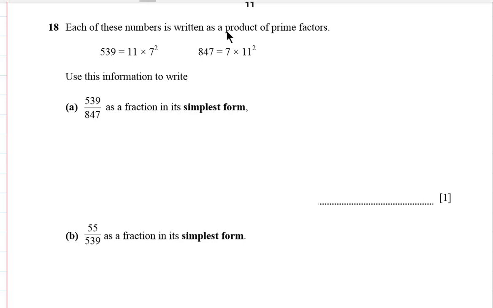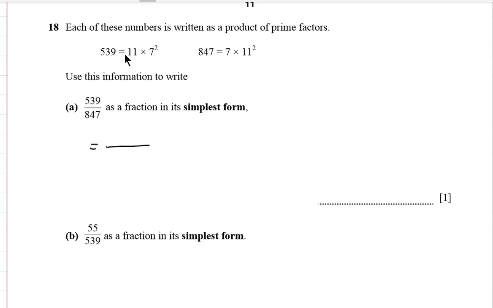Question 18. Each of these numbers is written as a product of prime factors. Okay, nice. Use this information to write 539 over 847 as a fraction in its simplest form.